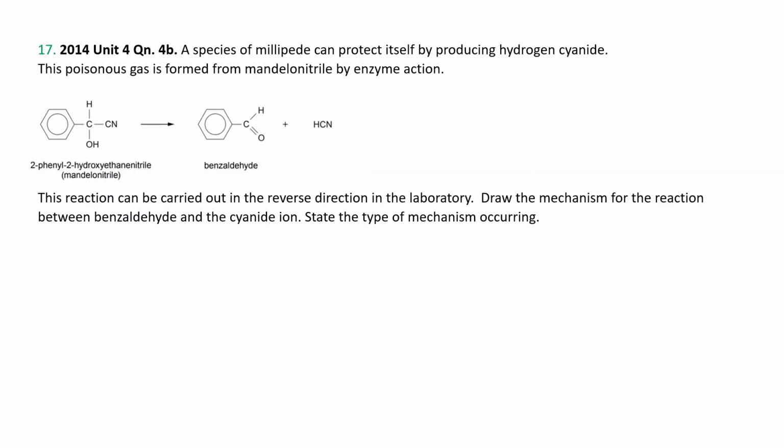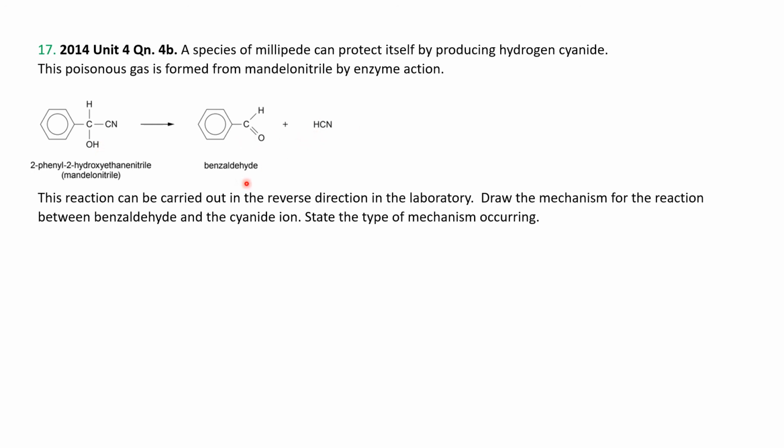A species of millipede can protect itself by producing hydrogen cyanide. This poisonous gas is formed from mandelonitrile. Notice we have a carbon bonded to a nitrile and bonded to a hydroxyl. In other words, a cyanohydrin, using the old words, making benzaldehyde plus the HCN.